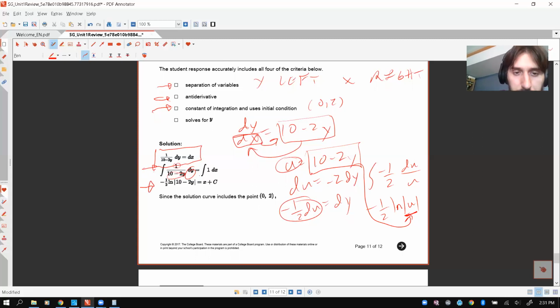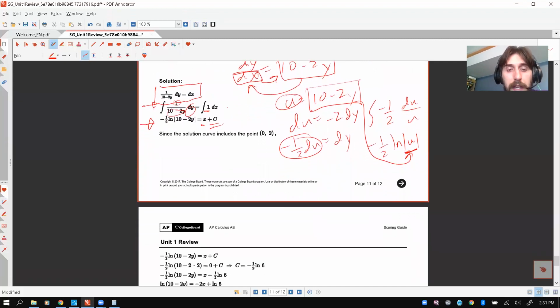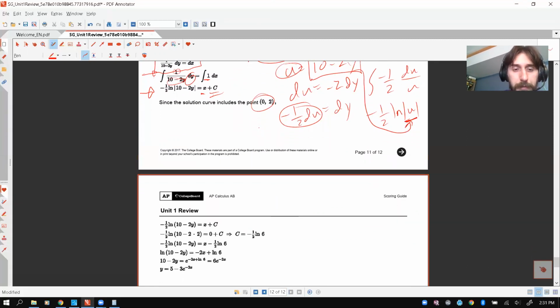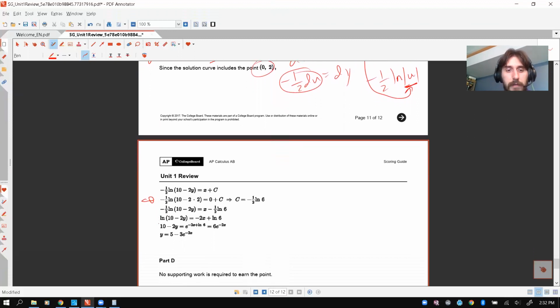And make sure on the right side here, the antiderivative of 1 is just 1x plus c. If you don't have that c there, you lost an entire point because they need the constant of integration whenever you take that antiderivative. So to find out the value of c, what we have to do is plug in 0 for x and 2 for y, which they do in this slide right here. And then you have to do some algebra in order to solve that.